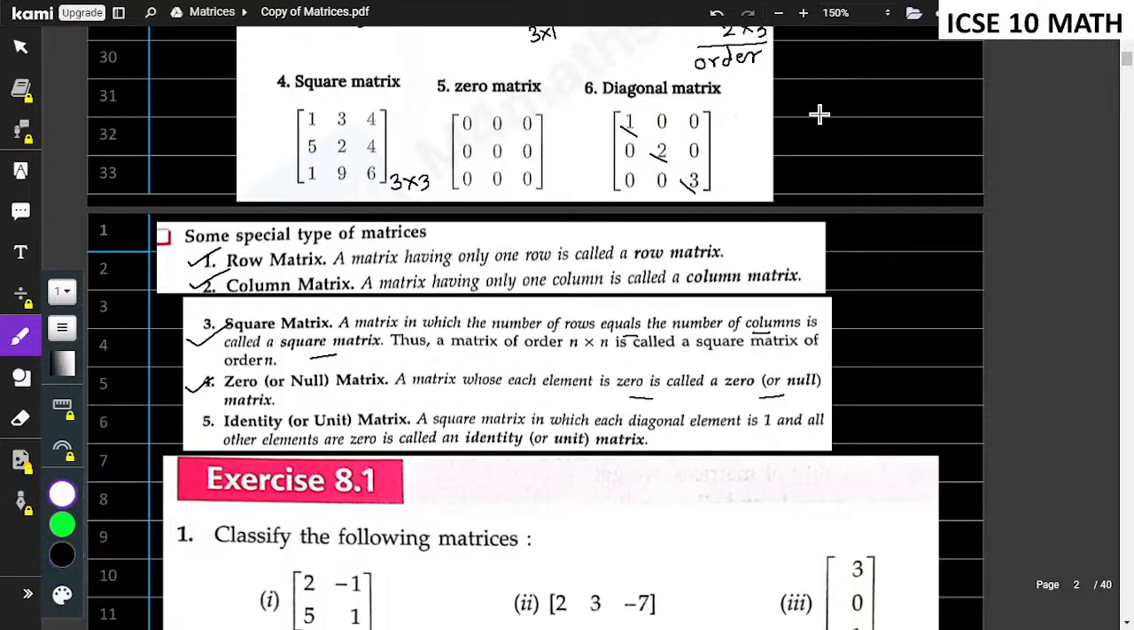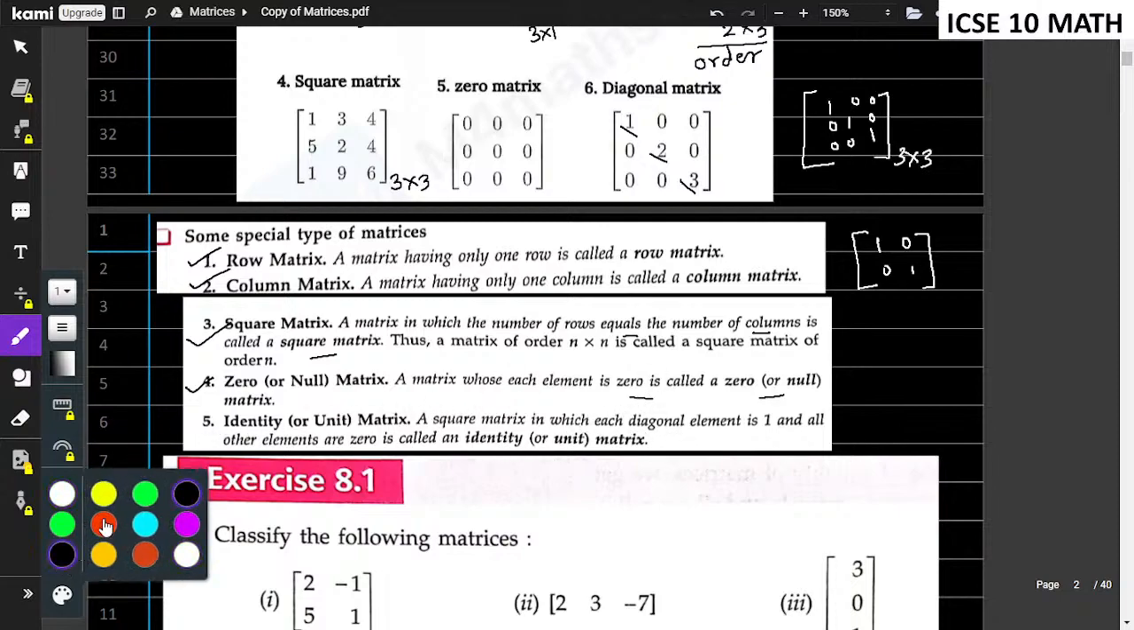Alright, if I make one more diagonal matrix here: 1, 1, 1, 0, 0, 0, 0, 0, 0. You can see it is a 3 by 3 matrix and diagonally the numbers are 1. It can be 2 by 2 also. We can make it like this: 1, 0, 0, 1. Diagonally there are 1s. So this is called a unit matrix or identity matrix. You need to learn all these terms and remember them.